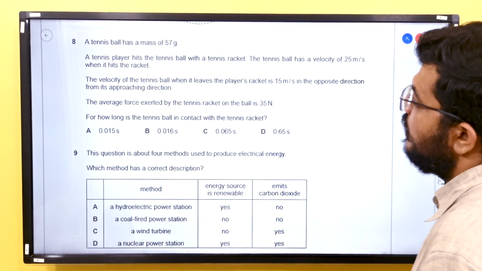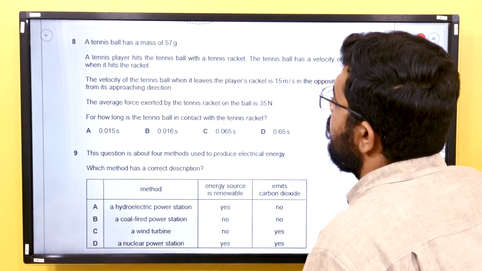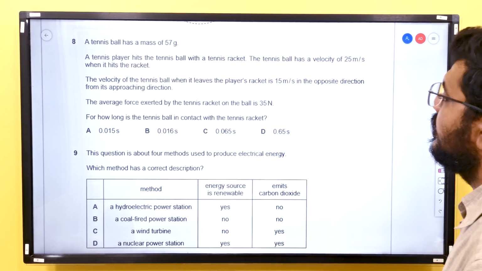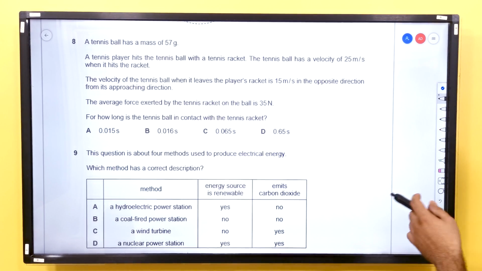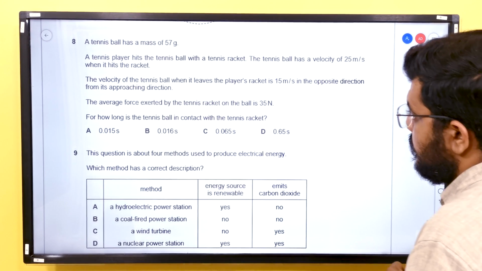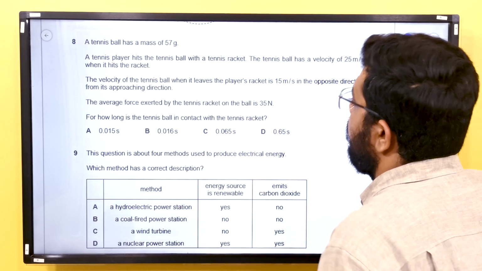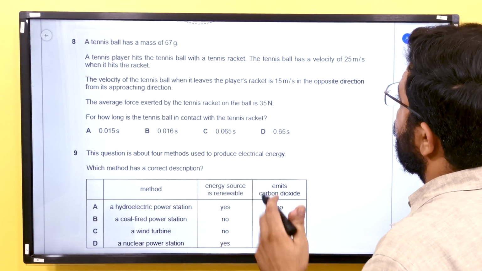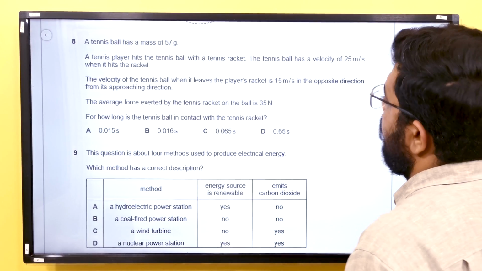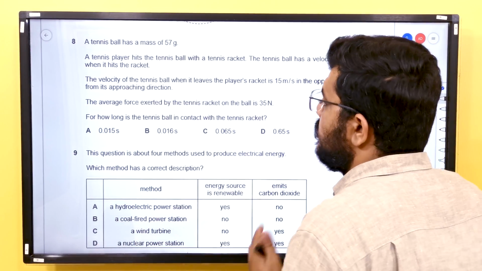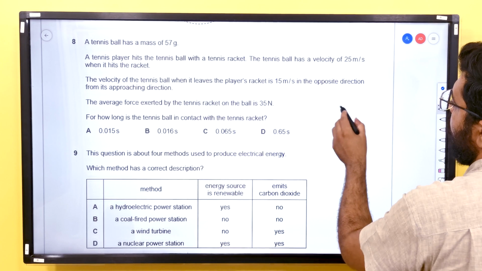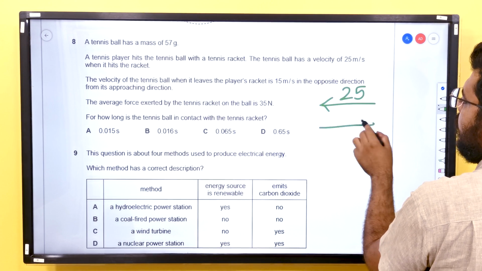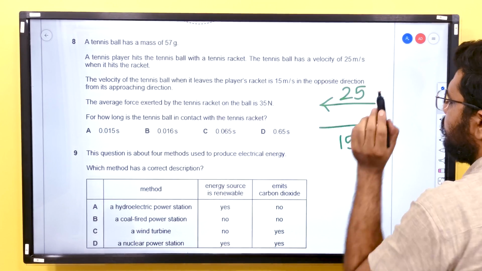Question number 8. A tennis ball has a mass of 57 gram. A tennis player hits the ball with a tennis racket. The tennis ball has a velocity of 25 meters per second when it hits the racket. The velocity of the tennis ball when it leaves the player's racket is 15 meters per second in the opposite direction from its approach. Okay, let us draw a small diagram. In this direction, it is coming with 25. It goes back with the velocity of 15.